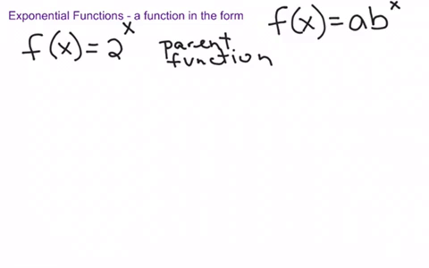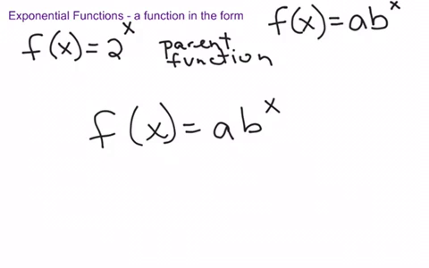So let's look at this model of f of x equals a times b raised to the x. Now, the a, this is what we call the initial amount. In other words, whatever the word problem tells us that we are starting with, that number is going to go in place of a. It's the initial amount of the problem.